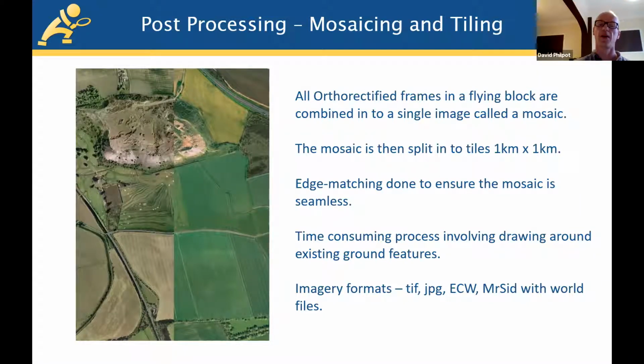So you run the edges around natural features like fields. And then once we've got that, we've got a data set. Our data set typically comes in 1 kilometre tiles, 1 by 1 kilometre, aligned to the OS grid in the UK. And then we can serve that up in a number of formats, TIFF, JPEG, and ECW, or the compressed formats. And that's what goes out to customers.